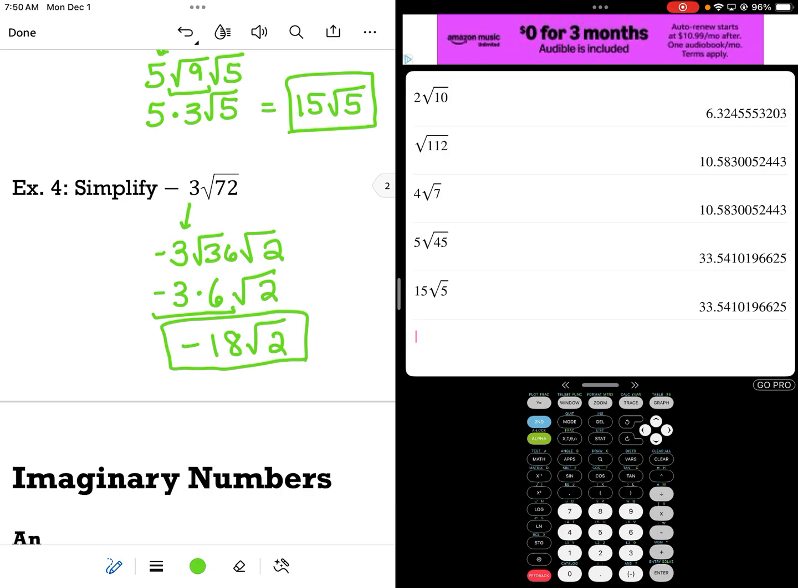Make sure you check your answer. So negative 3, square root, 72. Put that in. Second mode to get it back to the home screen. And then negative 18, square root of 2. And it works.